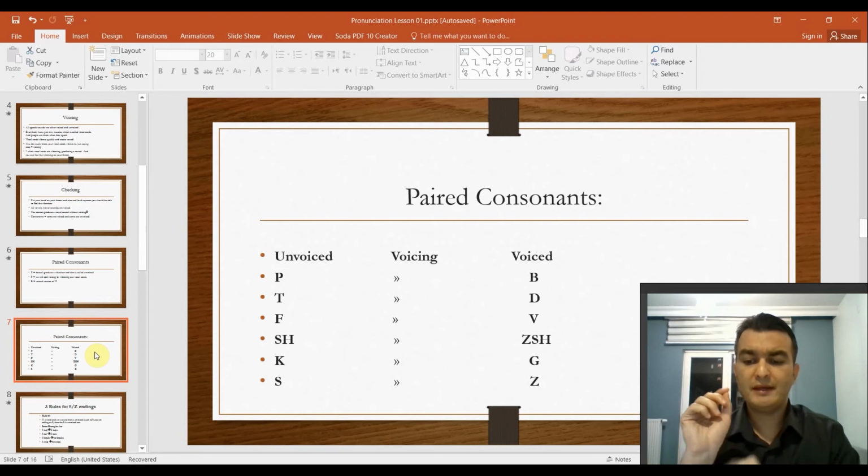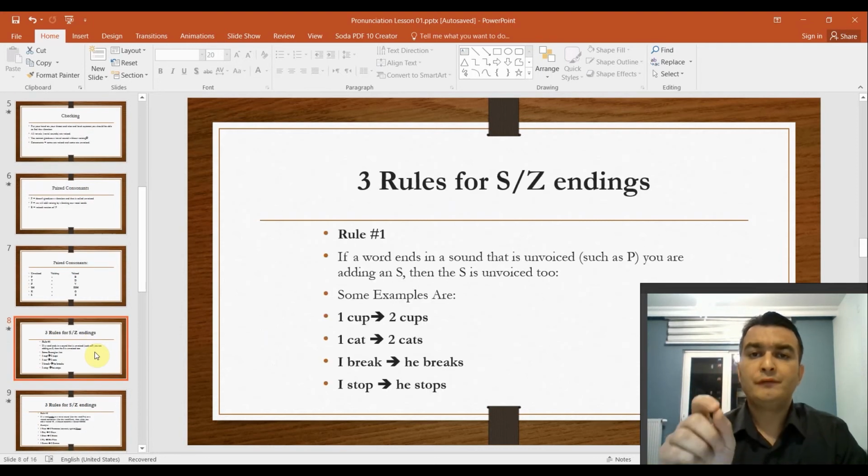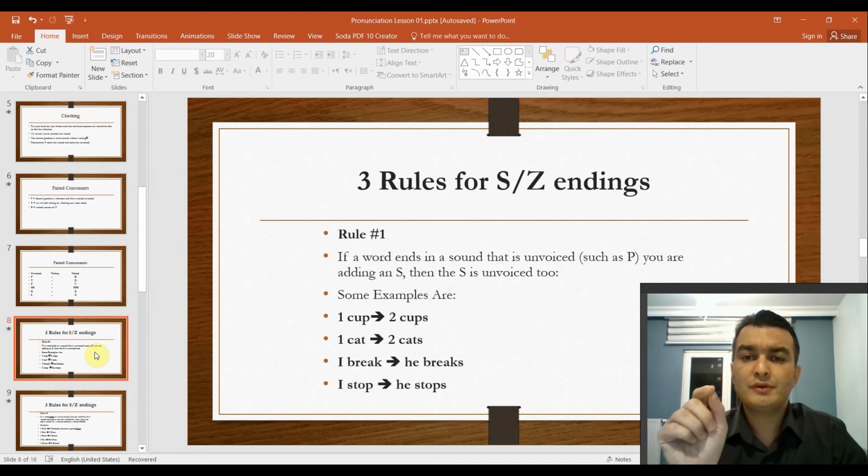Okay, so pay attention to this. Why am I telling this? Because for S or Z endings, like plurals, okay, most of the time students have problems pronouncing them. We have 3 rules to pay attention to, and then we can pronounce the plural form of the words correctly, and with a nice pronunciation.